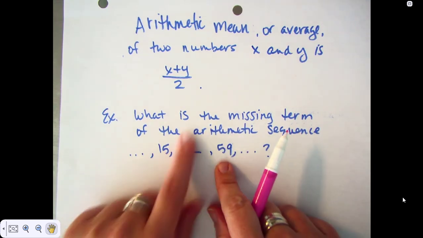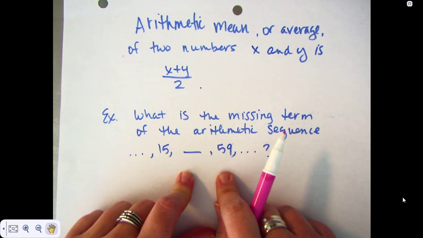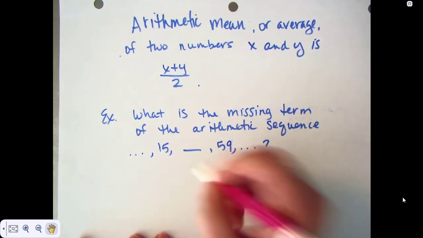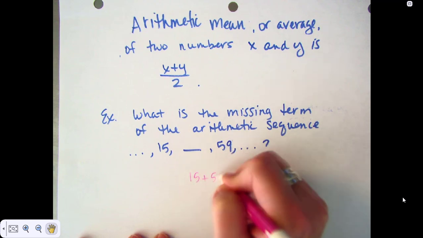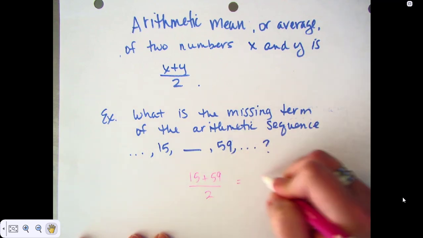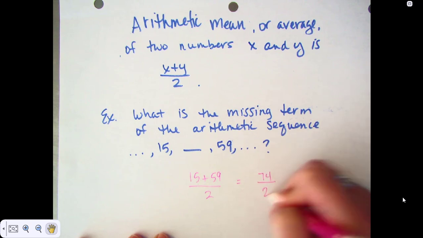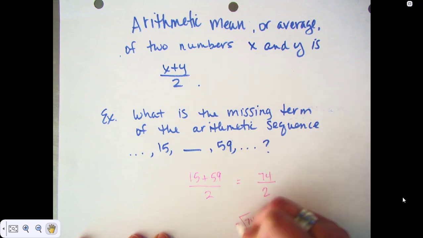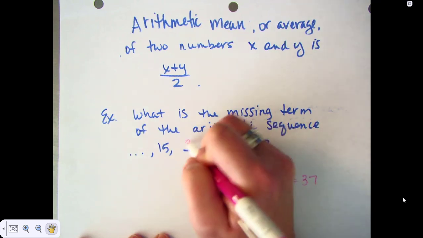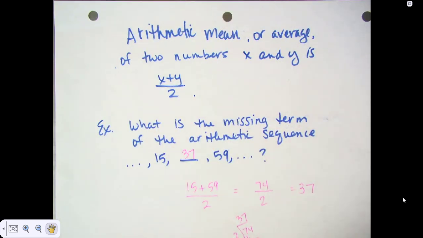We've got 15, we have an unknown, and we have 59. So if we're trying to find that term and we know it to be arithmetic, you can add those two together and divide by 2. So that's going to be 74. 74 divided by 2 is 37. So that's the missing term. And we're done.